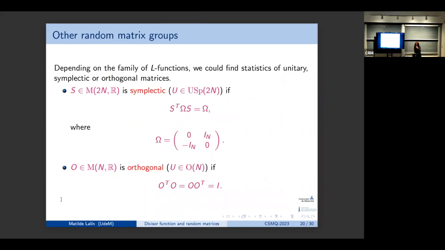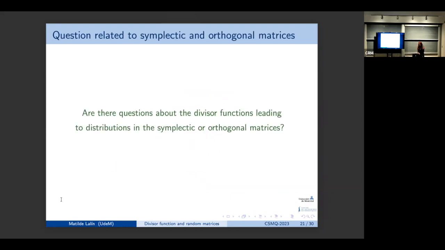The other cases that show up will be symplectic and orthogonal. In the problem I described, and also in the work of Keating, Rodgers, Roditty-Gershon, and Rudnick, who study a problem over short intervals, in both problems they show up as unitary matrices. Now, the question that started our project was: let's find a problem that gives you a symplectic or orthogonal distribution.